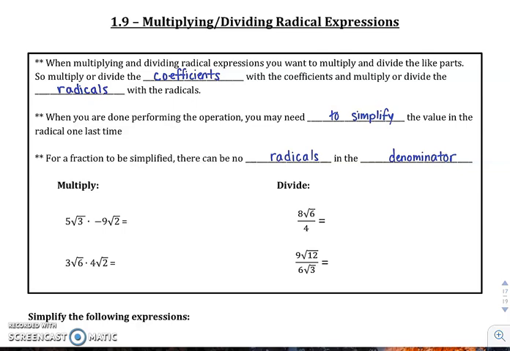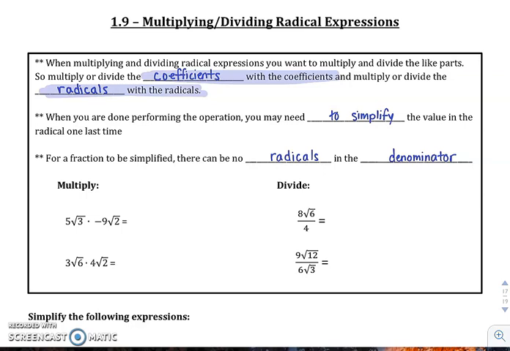So when you multiply and divide radical expressions, you want to multiply and divide the like parts. You would multiply or divide the coefficients, the numbers on the outsides, with the coefficients. So coefficients with coefficients, and then you multiply or divide the radicals with the radicals. Just combining the like parts, doing whatever the operation is.